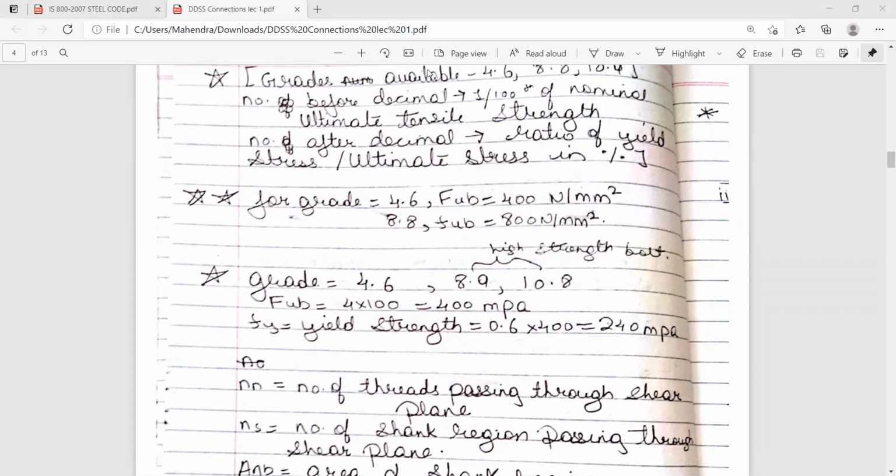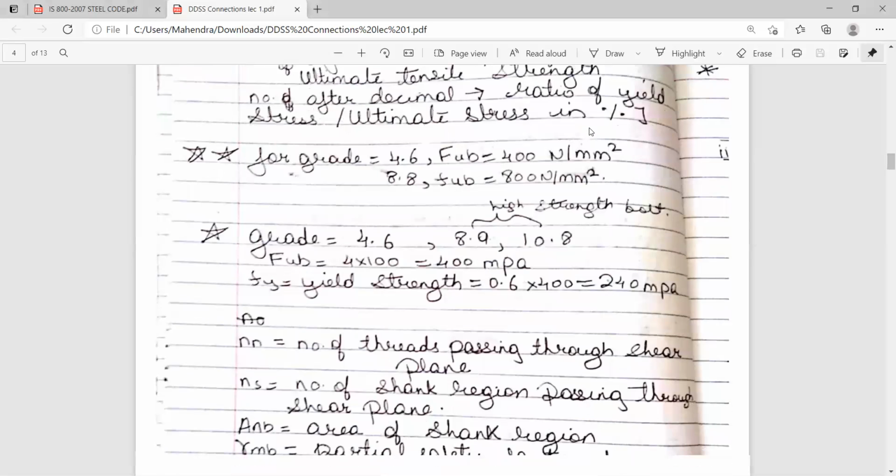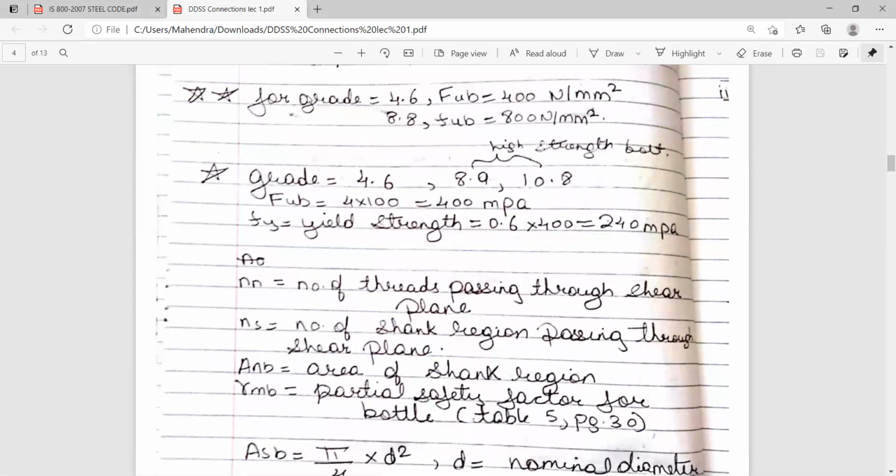And if anything you didn't understand, you can ask. You have to note down from here for grade. Here the grades available for the bolt are 4.6, 8.8 and 10.9. Don't need to note down this one. You can note down from here.